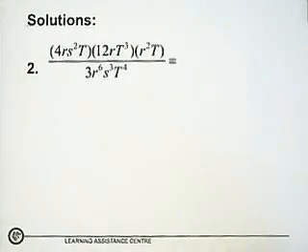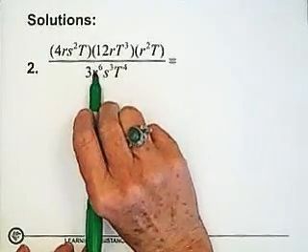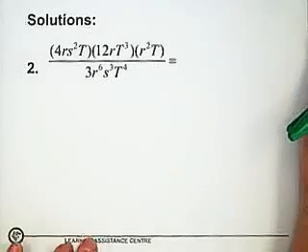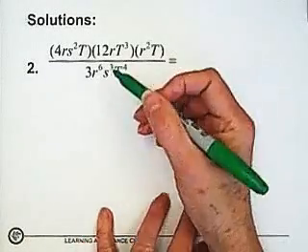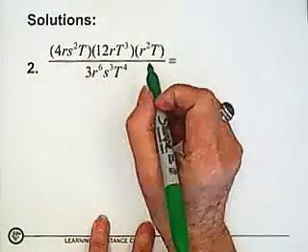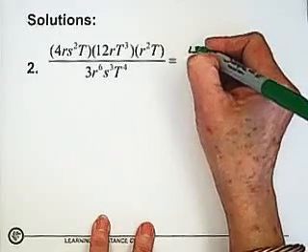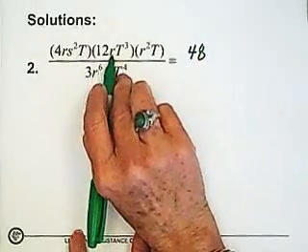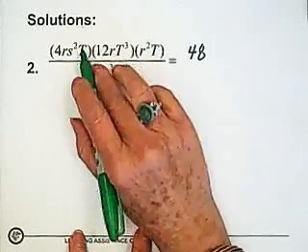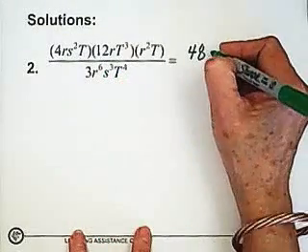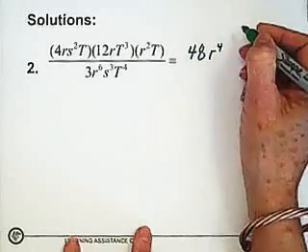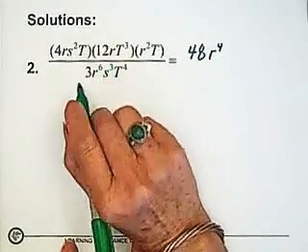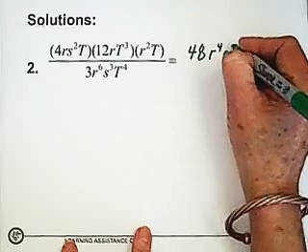Now here you can actually do it a couple of ways. You can actually just get rid of all these r's by canceling everything. But let's multiply it through first and then see what happens. We multiply our numbers, 4 times 12, which gives us 48. We multiply r times r squared, so we add all the exponents. That gives us r to the fourth. We just have our s squared, so we're going to write down s squared.